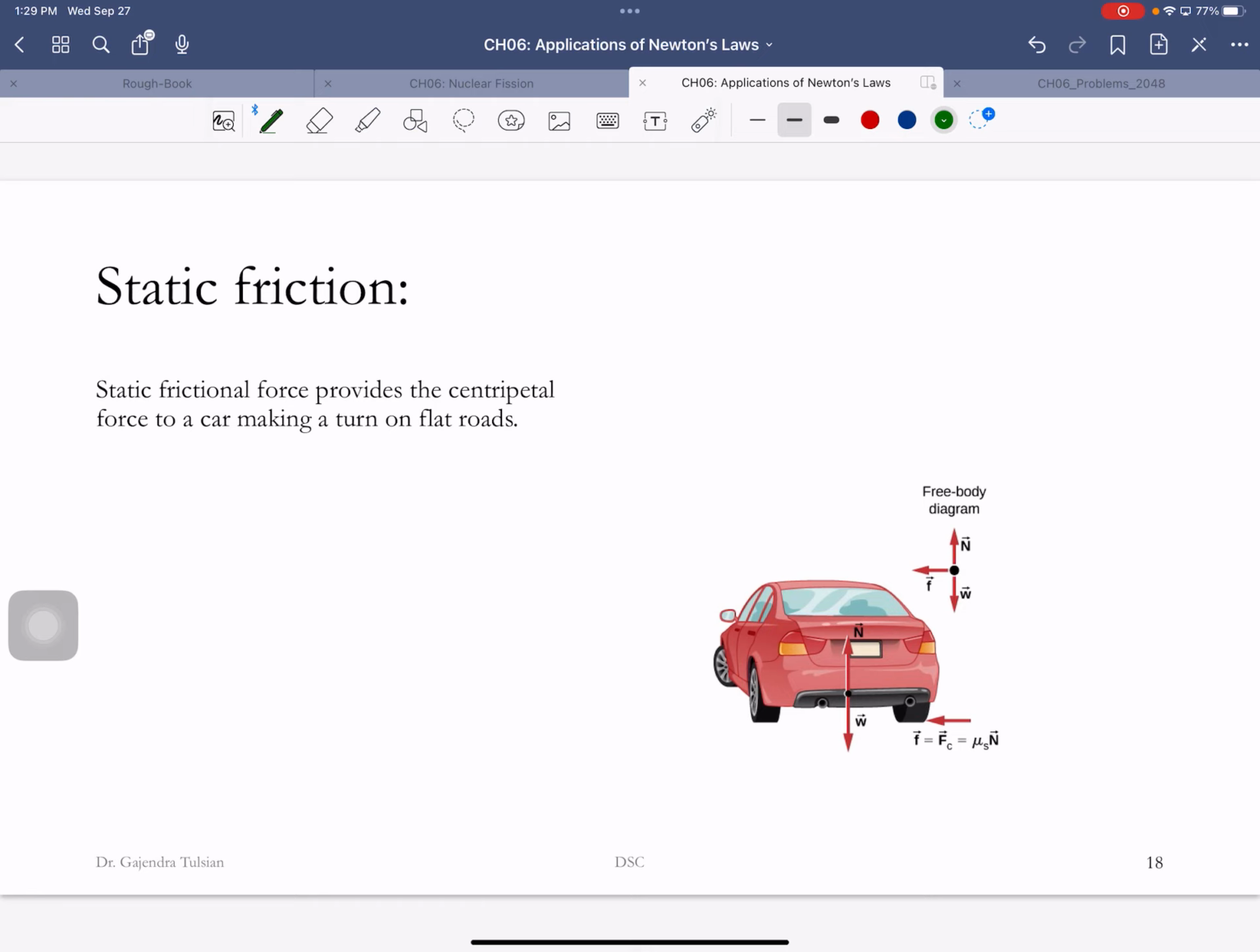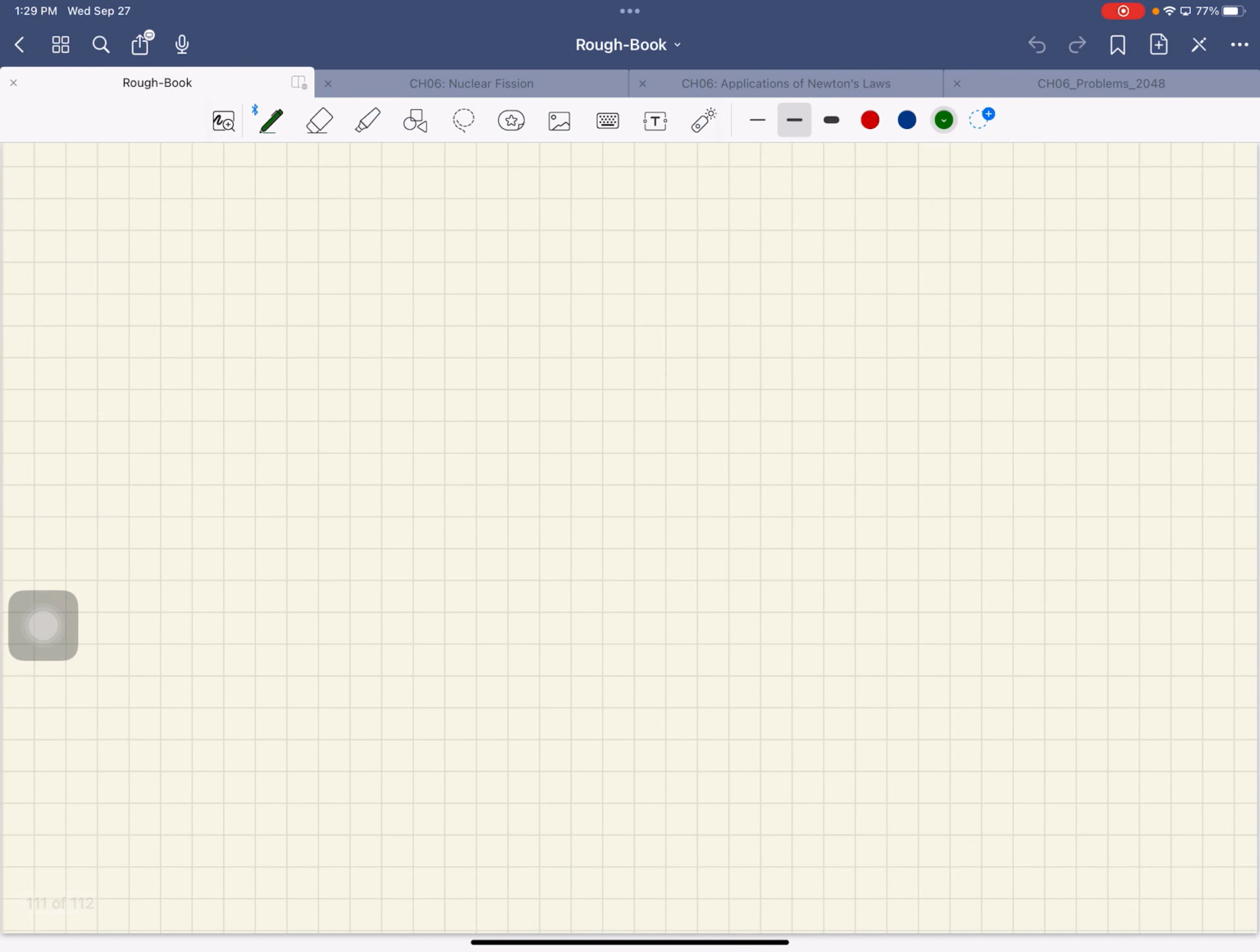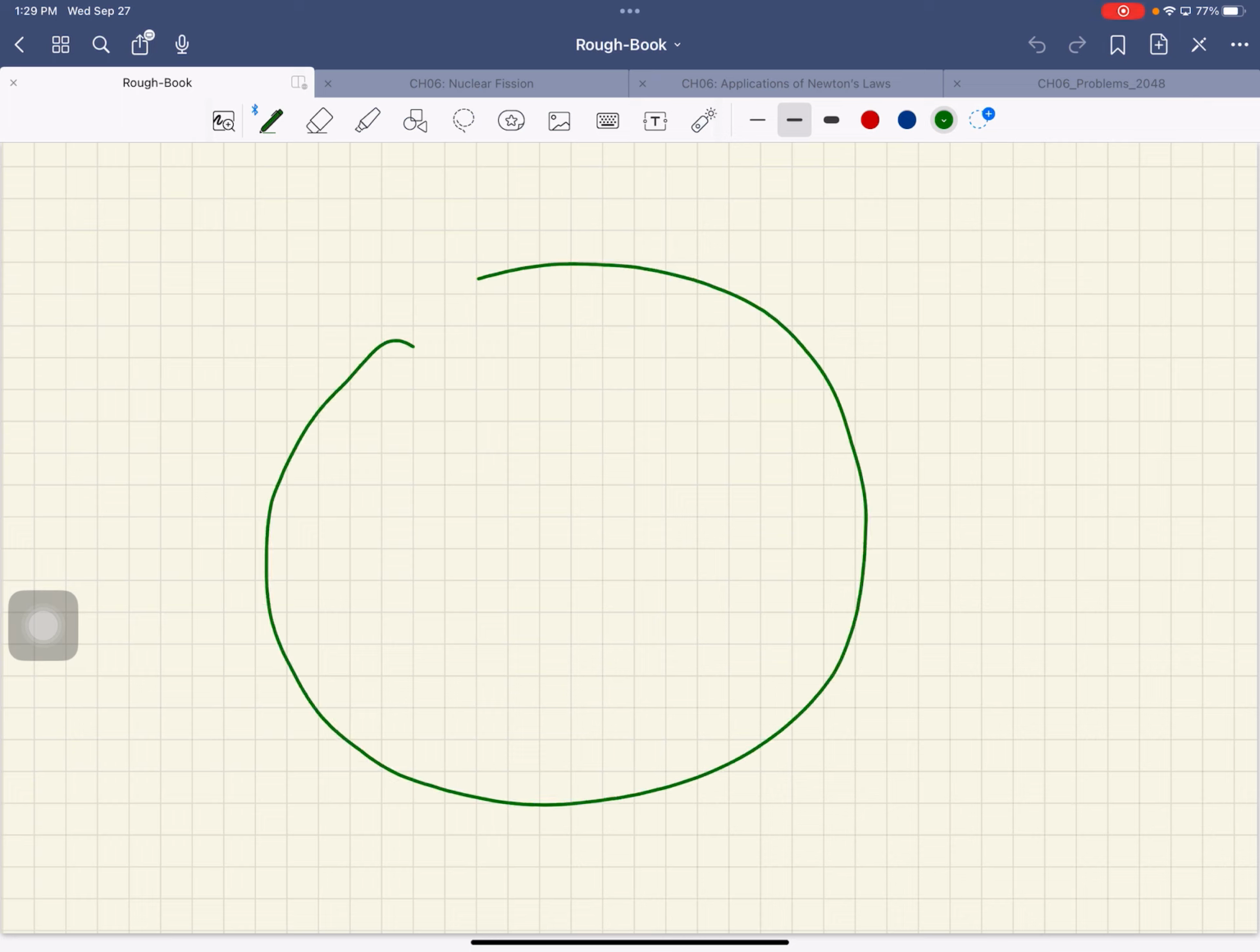Now you guys have all experienced this. We'll learn something important here. Let me review this first. Let me remind you of a couple of things. We'll get a top view. Let's say this is a circular road. Here's a car driving on the circular road at constant speed.